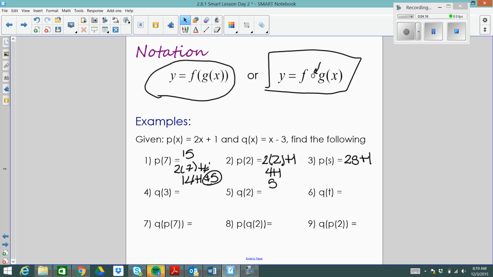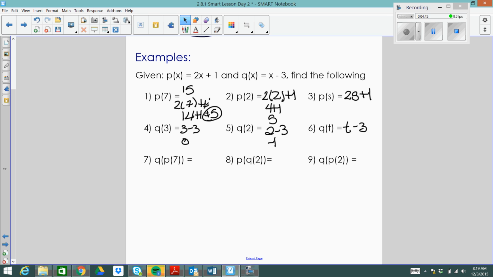Q of 3 means I'm substituting 3 into my q of x function, so that's 3 minus 3, which is 0. Q of 2 means I'm substituting 2 into my q of x function, so 2 minus 3 gives me negative 1. And q of t means I'm substituting t into my function, so t minus 3. Not like terms, so I can't combine them. Now let's take a look at a composition of a function.